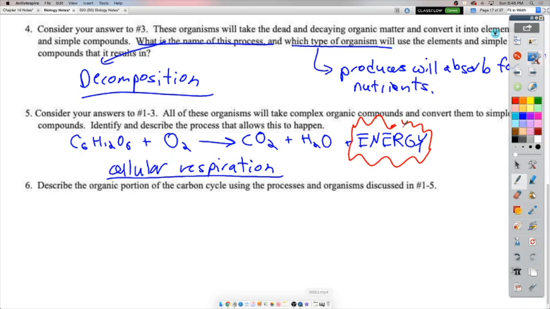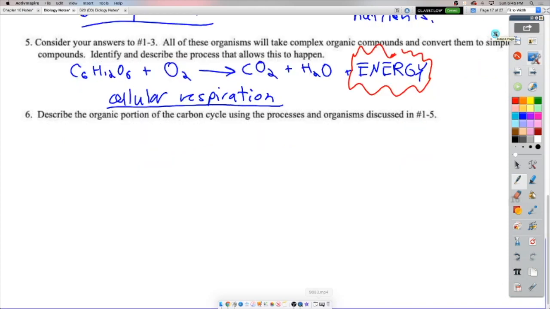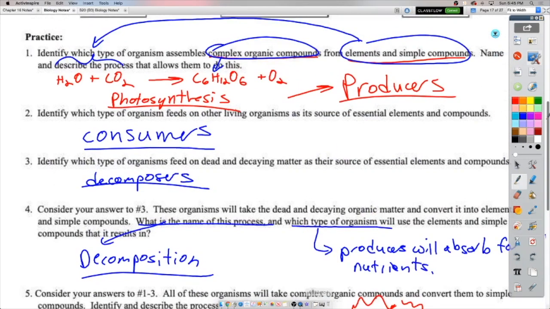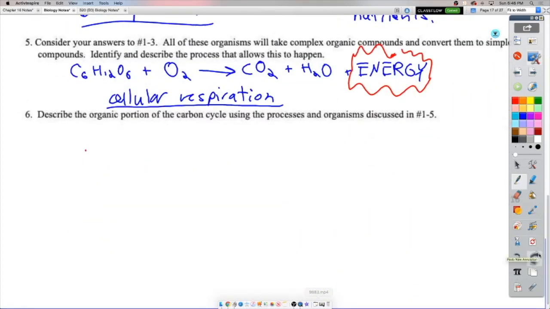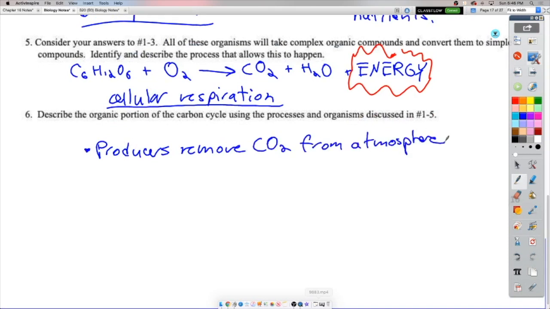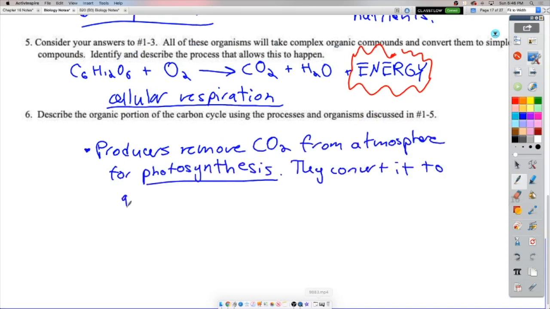Cellular respiration. Okay, now it asks us to put it all together. So using our answers to number 1 to 5, describe the organic portion of the carbon cycle using those things that we talked about. So in number 1, we talked about producers making glucose and oxygen using photosynthesis, and they took carbon dioxide to do that. Right? Okay, so producers remove CO2, they convert it to glucose. Now that glucose is in a living thing. How does it keep moving through this cycle?